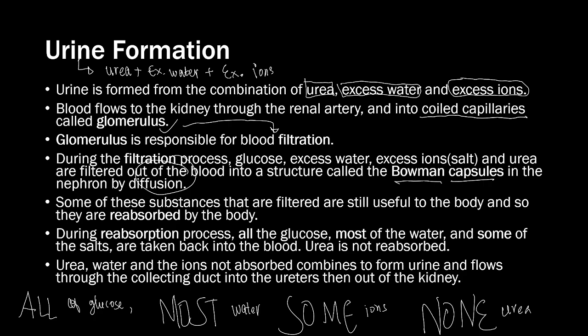Urea, water, and the ions not absorbed combine to form the urine and flows through the collecting duct into the ureters, then out of the kidney. So I said most of the water. So I'll have some water that's not absorbed. I'll have most of the ions that are not absorbed. And I'll obviously have urea that is not absorbed. So they will all together form the urine.